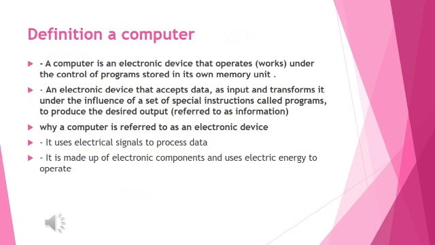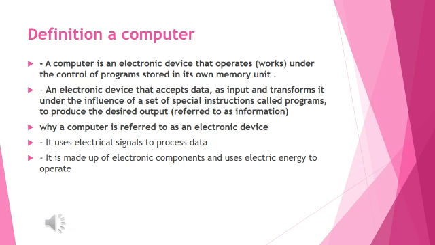So we need to look at the definition of a computer. What is a computer? A computer is an electronic device that operates or works under the control of programs stored in its own memory. So in this definition, we see that a computer is a device or a machine that works from the programs it has. The programs in a computer are stored within it. That's why we are saying under its own memory.